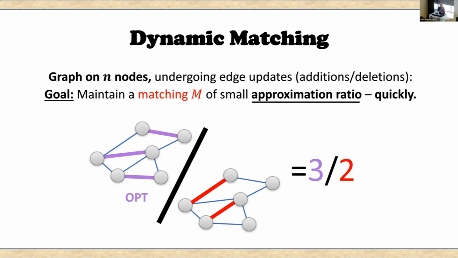So for example, here, this red matching is a 3/2 approximation at this point in time. So whatever algorithm gave me this, if it's deterministic, is at least 3/2 approximate. Okay, might be worse on some inputs. Okay, and now let's focus on this point of quickly.